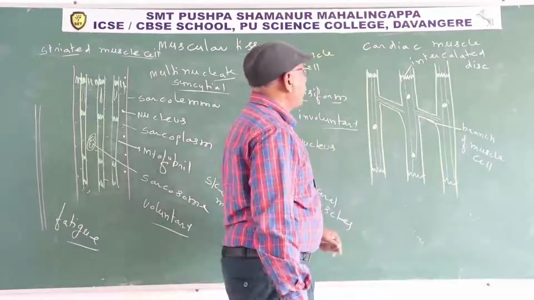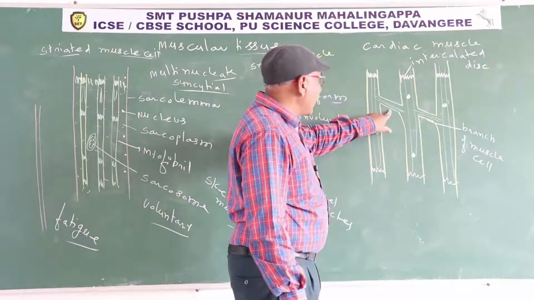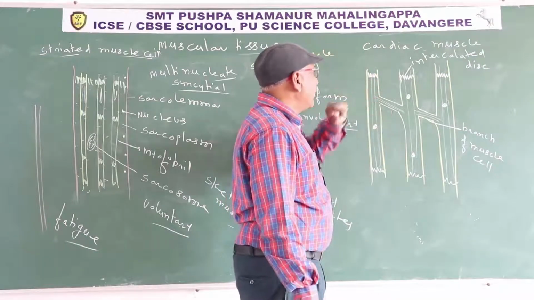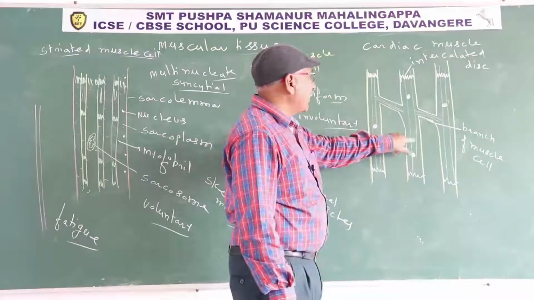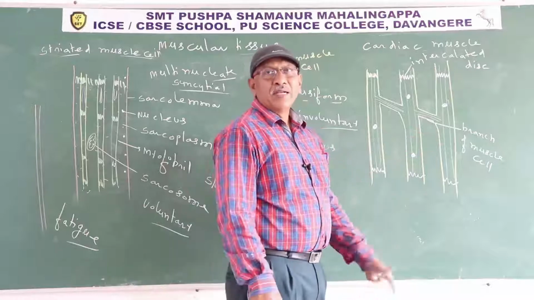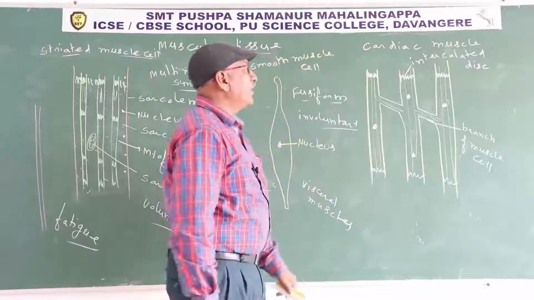Cylindrical, short. Two unique characters of cardiac muscle. Each muscle cell has branch and intercalated disc. With the help of branch, one muscle cell is connected to the adjacent muscle cell. What is the function of intercalated disc?